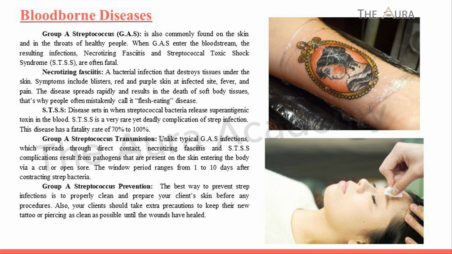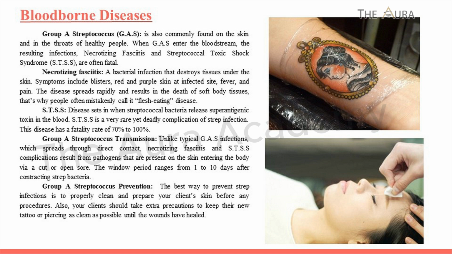Group A Streptococcus transmission. Unlike typical GAS infections, which spread through direct contact, necrotizing fasciitis and STSS complications result from pathogens that are present on the skin entering the body via a cut or open sore. The window period ranges from 1 to 10 days after contracting strep bacteria.